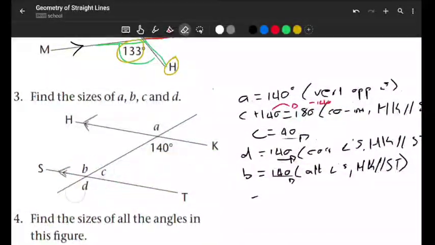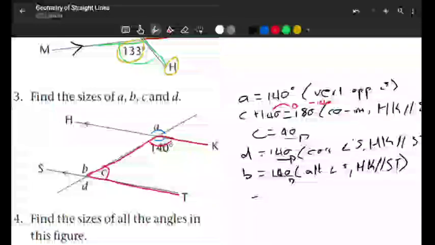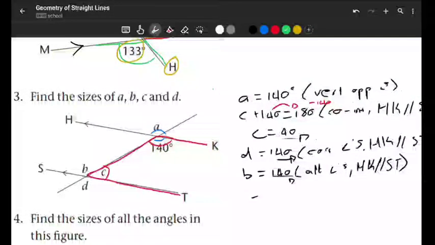I'm going to erase it and then I'm going to show you once again, right? Let's start with blue. We said A is 140, right? 140 there, vertically opposite angles. Then we said C is 180 minus 140. What is the reason there? We said co-interior angles. That is our U right there. Then we said D is 140 degrees. What is our reasoning? Corresponding angles. Corresponding angles is our F.